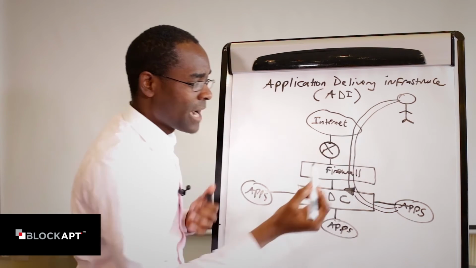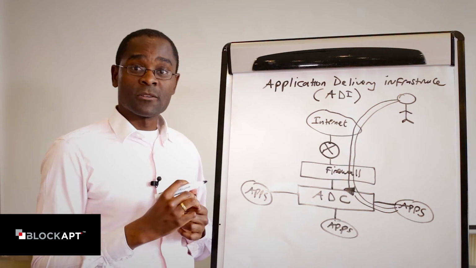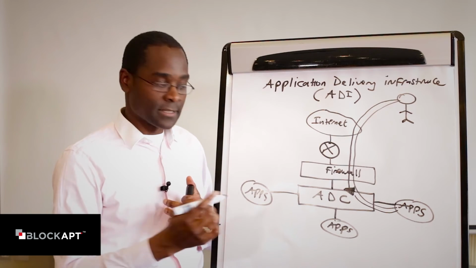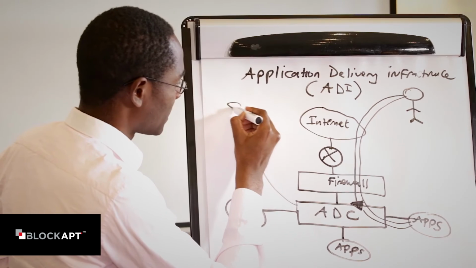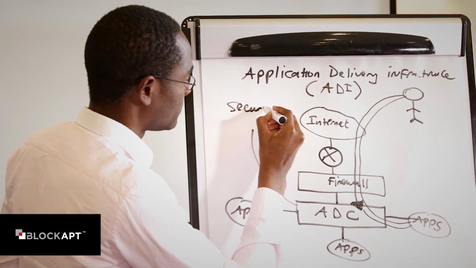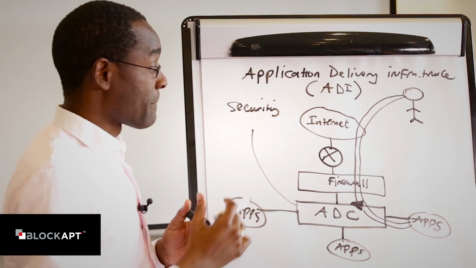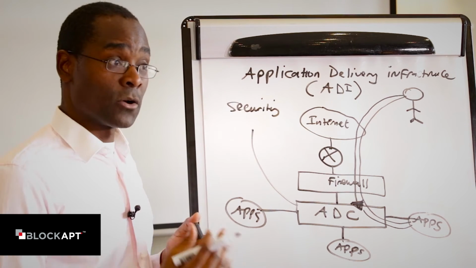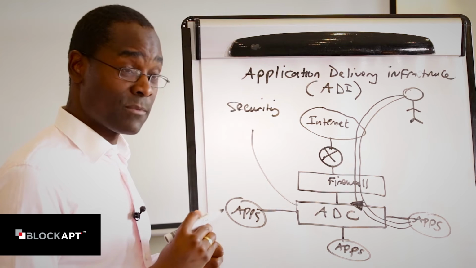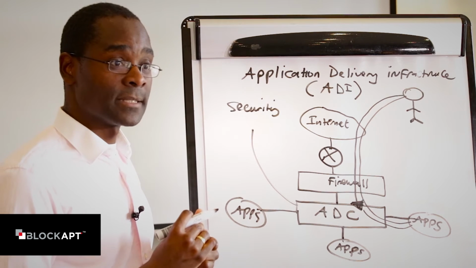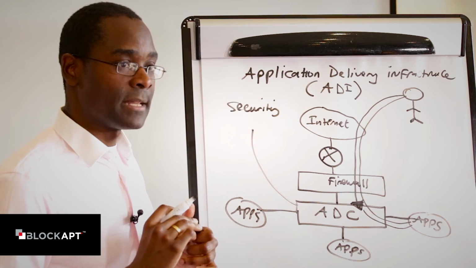Now, how does that help? Well, now that I've got an application delivery controller, I can start doing clever things like security. When I say security, I'm talking about protecting my application. In some of the videos, we talked about WAF, application firewalls. These are some of the functionality that my ADC can provide: security at the application level.